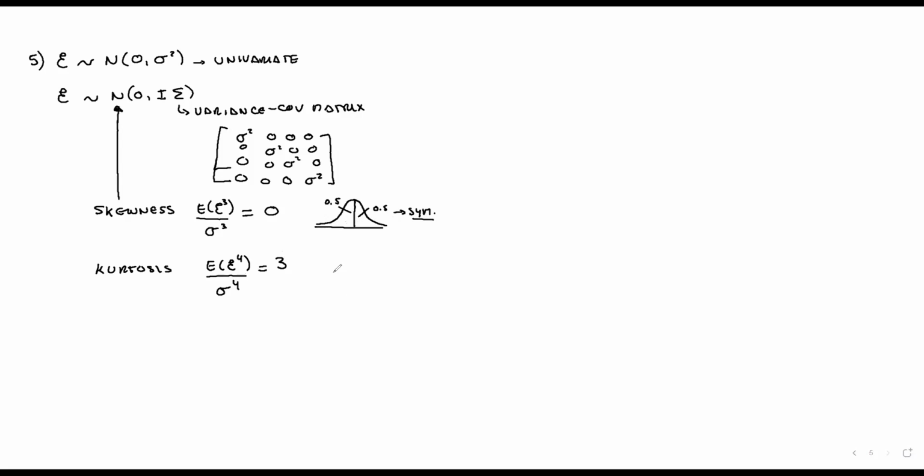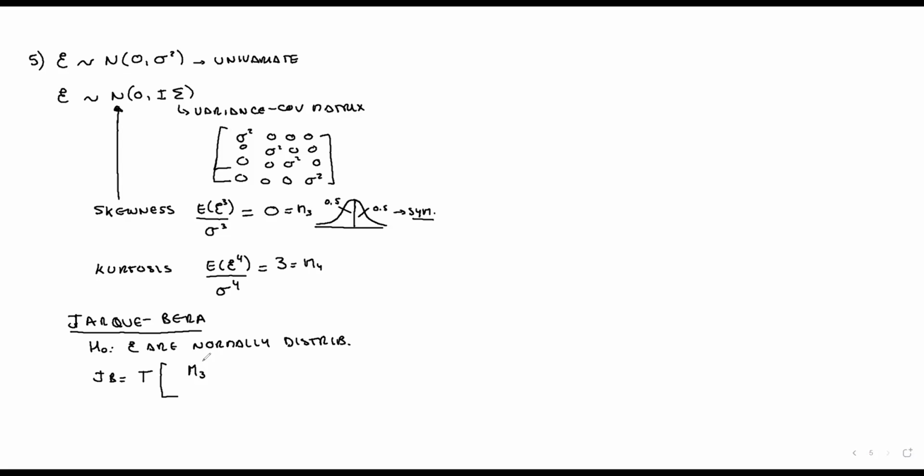So my test is called the Jarque-Bera. This is my test for normality. My null hypothesis is that my errors are normally distributed. The test statistic is the Jarque-Bera equals T multiplied by, let's call this one moment 3 and this one moment 4, moment 3 squared divided by 6 plus moment 4 minus 3 squared divided by 24. And this is distributed as a chi-square with 2 degrees of freedom.